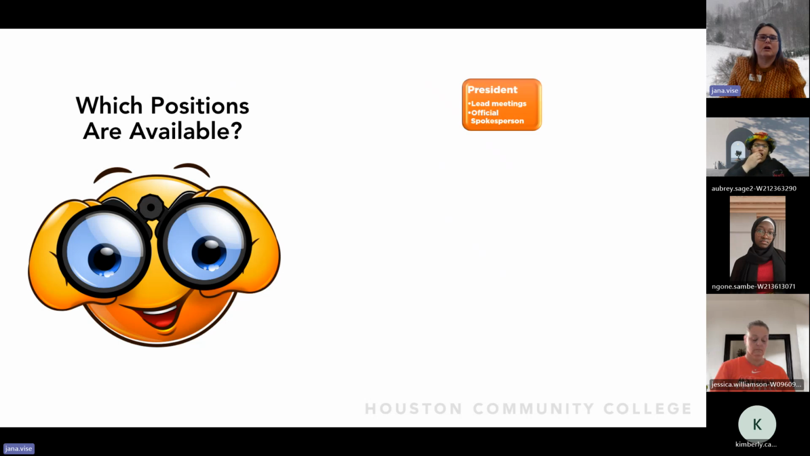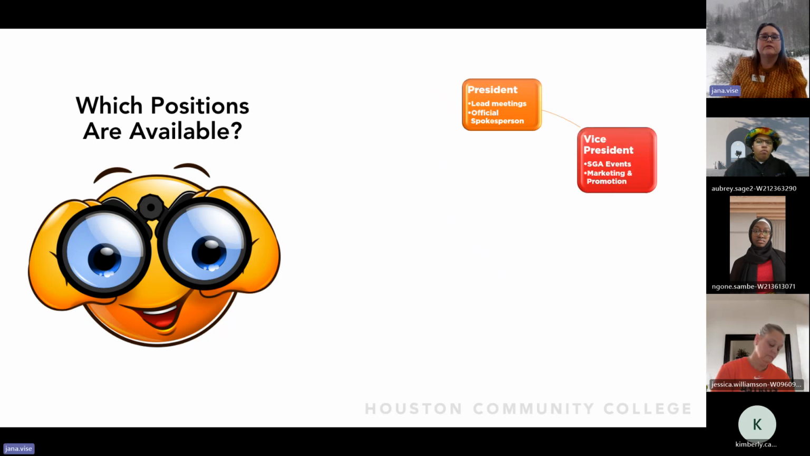All positions are available. The president leads the meetings and is the official spokesperson. They make the agendas, they control the meeting, going over it, calling it to order, wrapping it up, and they meet a lot with different people. Vice president is kind of in charge of helping select and put on the SGA events and helping with marketing and promotion of events.